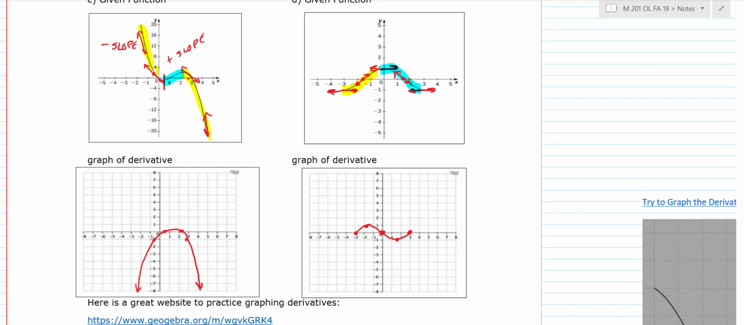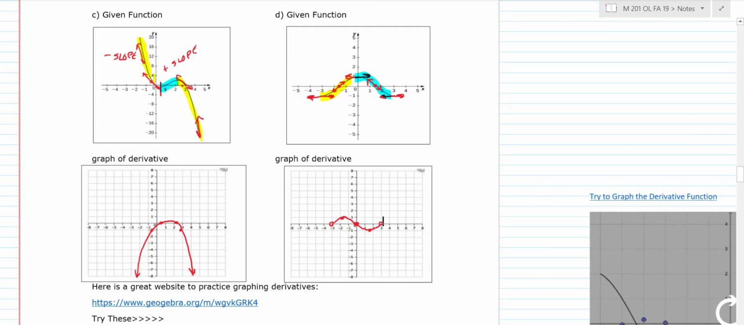Okay, and then generally, I also want to mention this, too. Generally, if you have an end point, this is kind of a picky detail, but at an end point there, we'll just use open bubbles for the derivative on that. All right, so that's the idea. Okay, this takes a little bit of practice.